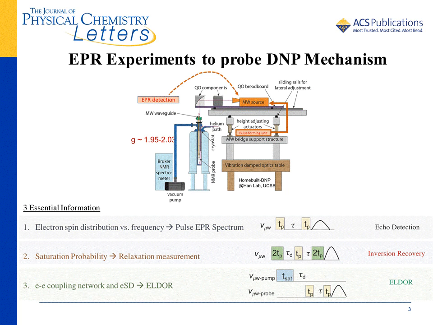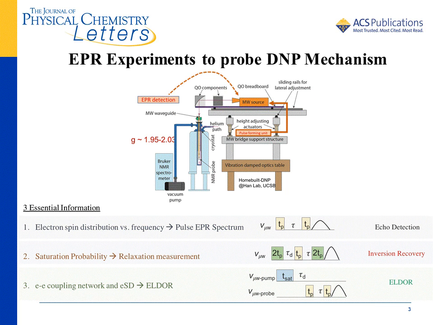Third, we need to know the nature of the electron spin coupling network and ultimately electron spectral diffusion, or ESD. This is because the efficiency and viability of thermal mixing DNP relies heavily on the topology of the electron spin coupling network. The EE coupling network and electron spectral diffusion, or ESD, can be revealed by an electron-electron double resonance, or ELDOR, experiment.